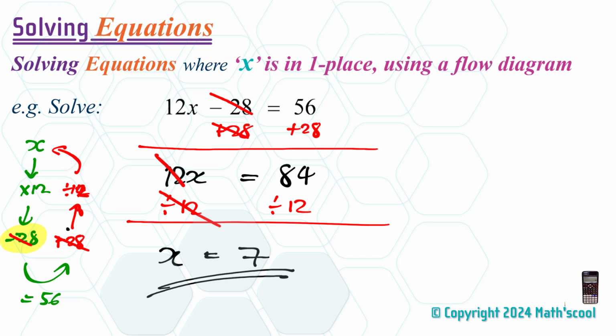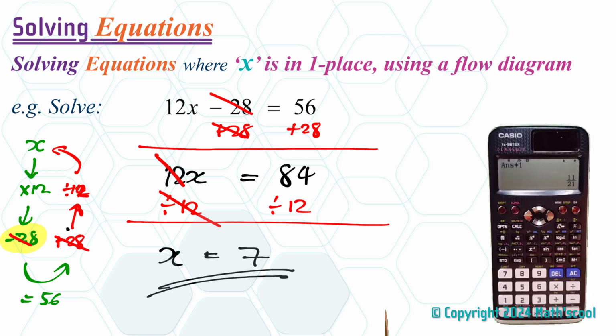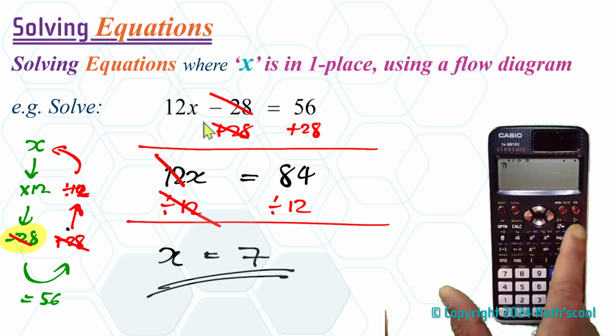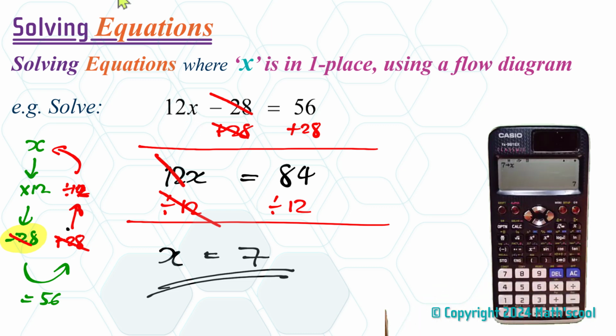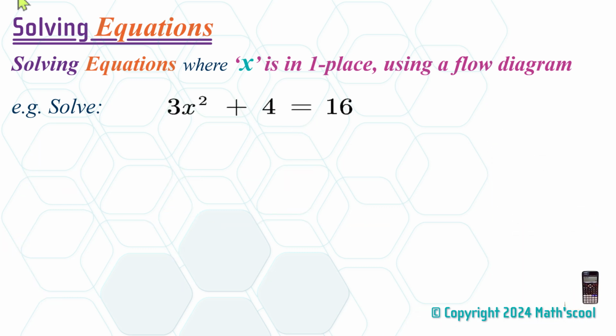So x is 7. Let's check it. Let's store 7 as x. So this time, because we've got an answer, we're storing that as x. Store 7 as x. And then let's type in the left-hand side of the equation, 12x minus 28. Yep, it gives us 56, so we know we've solved that correctly.